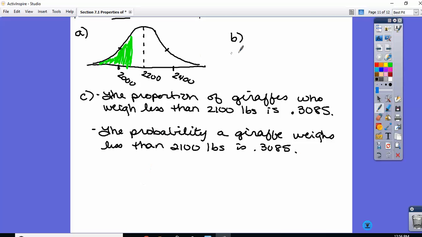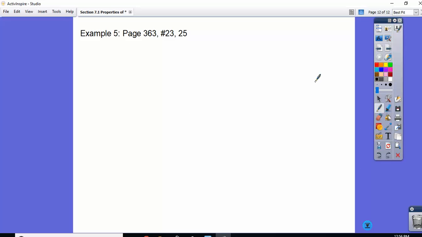For the last example, I do want to look in your books. So please open up your books, page 363. We're going to look at a couple problems here. If you don't have your books, sit next to somebody that does. Okay, so problem 23. Is everybody looking at that? It's at the very bottom of the page.